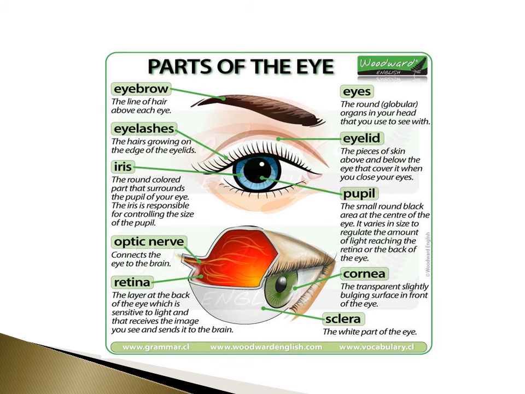Speaking of the pupil, it is the small round black area at the center of the eye. It varies in size to regulate the amount of light reaching the retina at the back of the eye. The pupil tends to enlarge or shrink, depending on the object that you are looking at. So the pupil regulates the amount of light entering the retina.